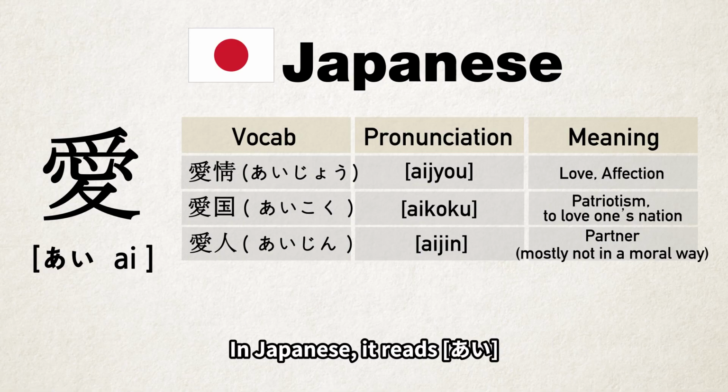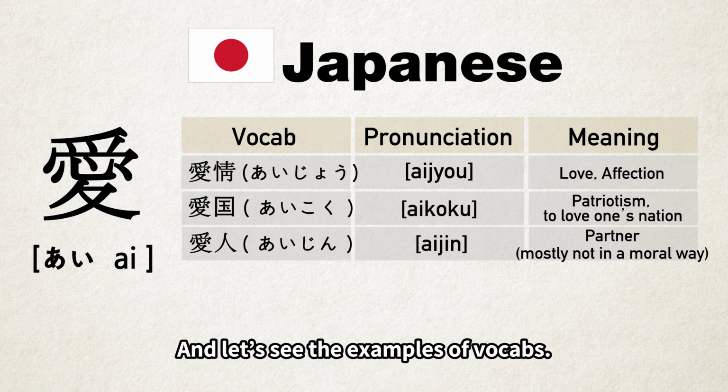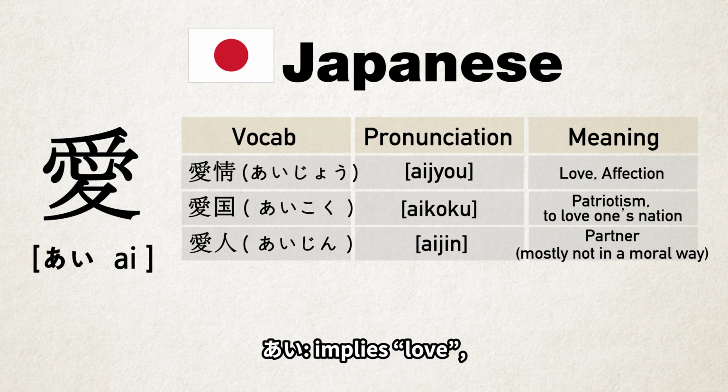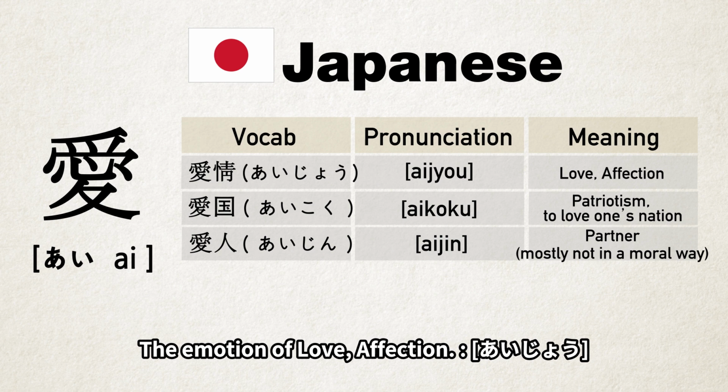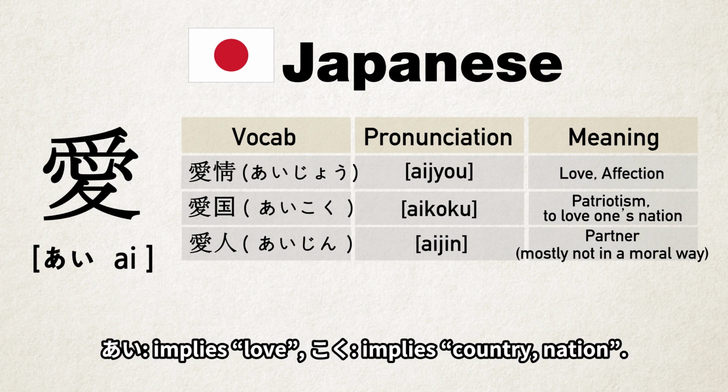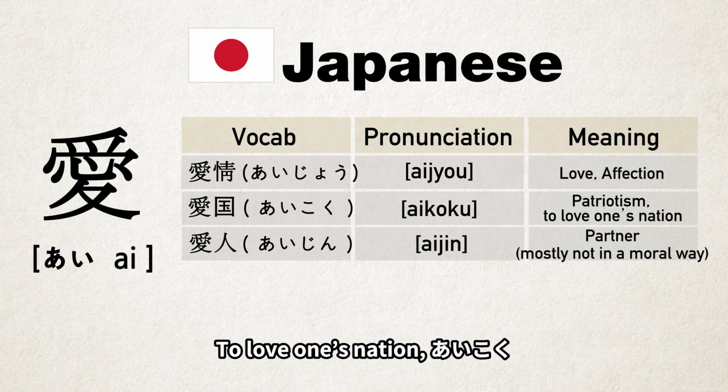In Japanese, it reads ai. And let's see the examples of vocabs. The emotion of love or affection. 愛情. Ai implies love. Jo implies emotion. The emotion of love or affection. 愛情. To love one's nation. 愛国. Ai implies love. Koku implies country or nation. To love one's nation. 愛国.